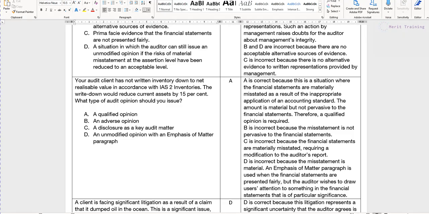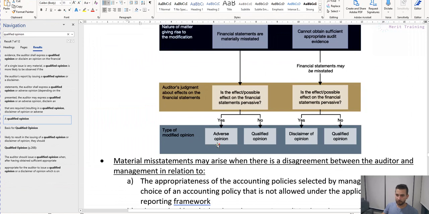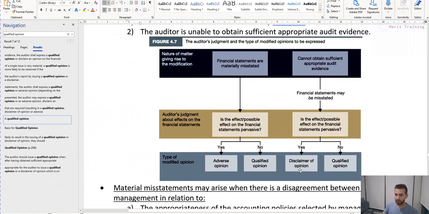So I think what we should do here is quickly recap what the different types of opinions are and what they mean. Aside from an unmodified opinion, which is basically there's no issues, there are the modified opinions. And when we say modified, we mean modified from unmodified. Unmodified is a good one, modified is a bad one. So there's three kinds that we need to go through: adverse opinion, qualified opinion, and disclaimer of opinion. Those are the three key ones.